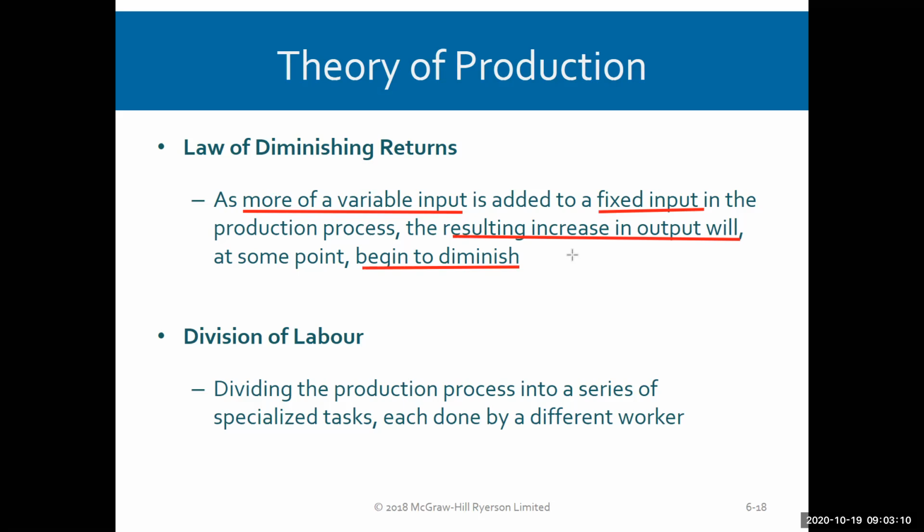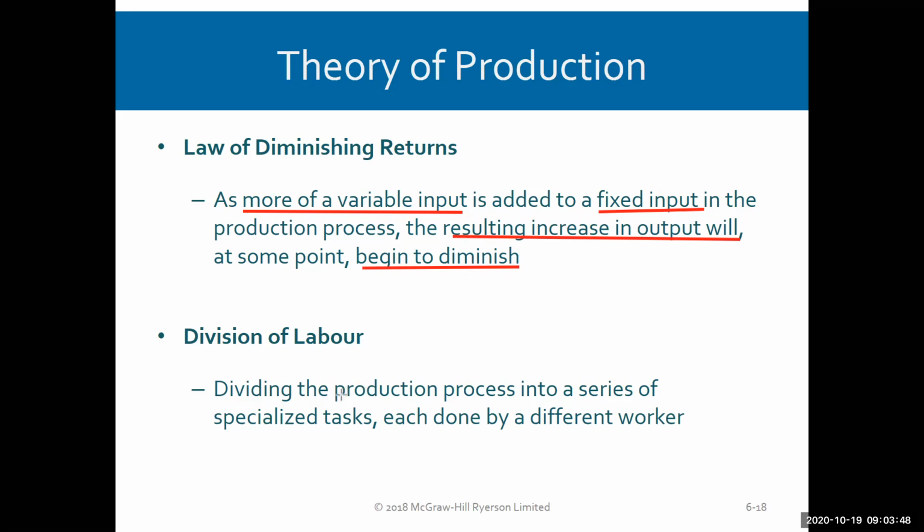So the more of a variable input, well, that's the labor, my buddies, the workers coming over. If the more of that that's added to a fixed input, well, that's the one hammer, the one tape measure, the one saw in the production process, the resulting increase in output, in other words, how many more boards per hour can we add by hiring one more worker? At some point, that increase in output begins to diminish. That's at the point of diminishing returns. So the marginal product rises at first because of this division of labor, but at some point it falls because of the law of diminishing returns.